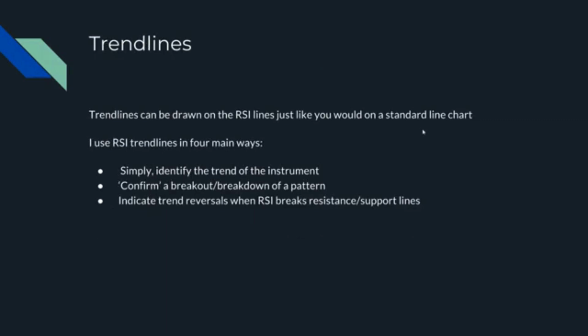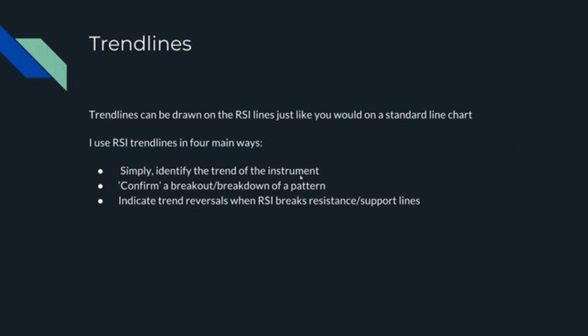Now, the next signal tool I want to cover is trend lines. This should be fairly brief. The basic principle is you should treat the RSI indicator kind of like a line chart, and you can just draw your good old standard trend lines on the RSI like you would anything else.